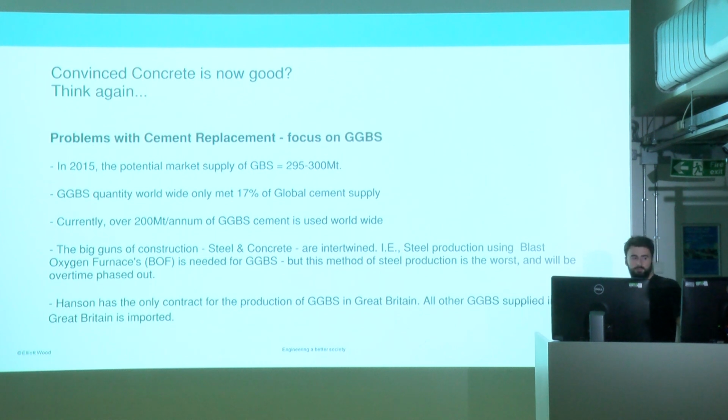In 2015, there was a study done to look at the potential market supply. There's roughly 295 to 300 megatons of GGBS out there, and worldwide that would only meet 17% of global cement supply. So it's all well and good using the stuff, but by you using it instead of someone else, it means that another project can't even think about using GGBS.